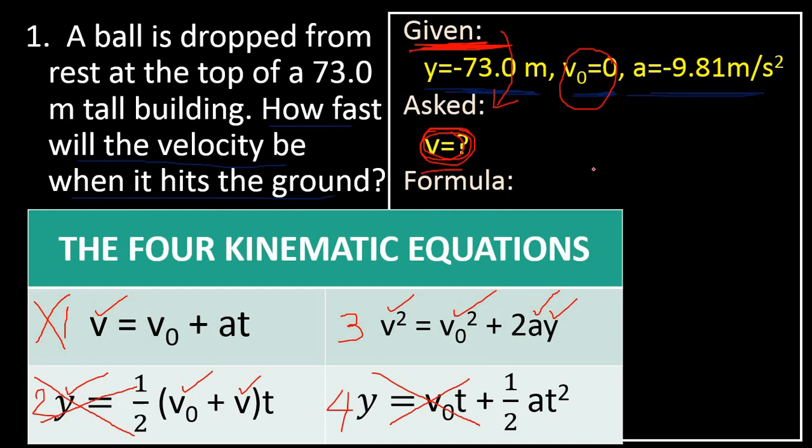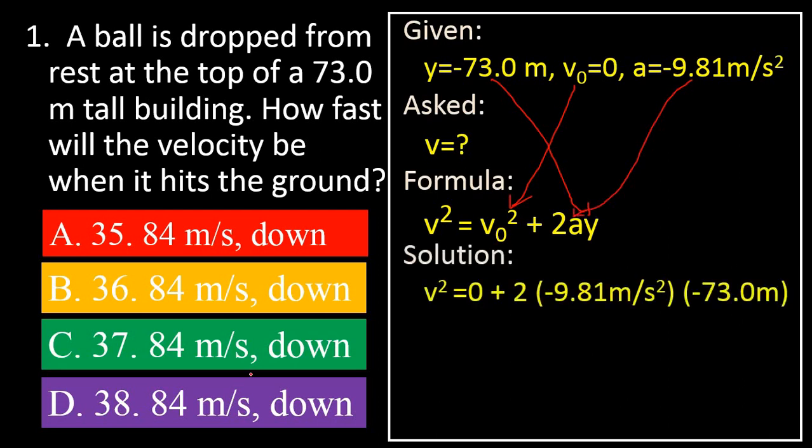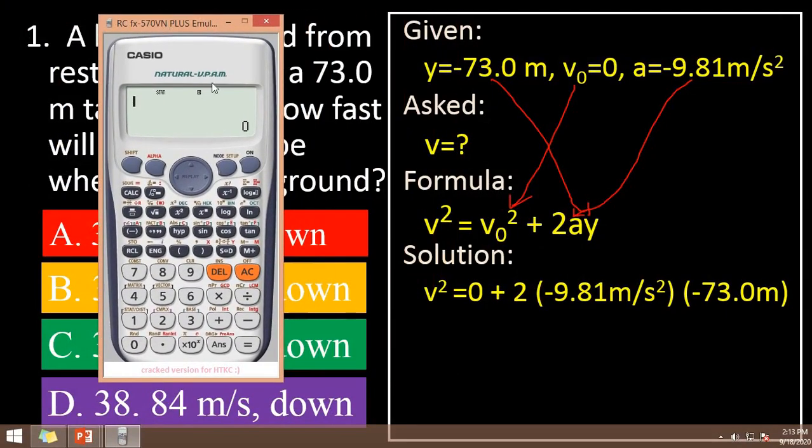Okay. So here we have this, okay? And then plug in all the numbers. We have for initial velocity, we have it here. And then for y, we have it here. And for a, we have it here. Okay. So I have here a calculator. So I'm going to give this one to you. So how to plug it in? Let me do this in my own calculator.